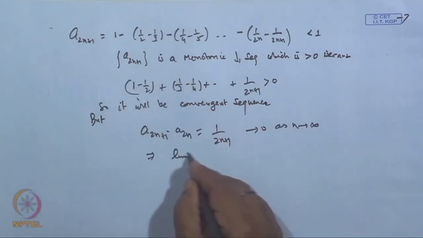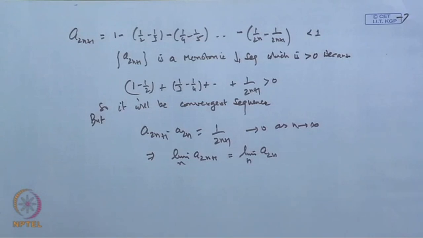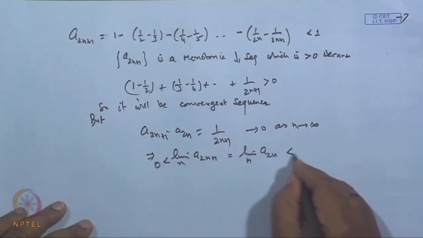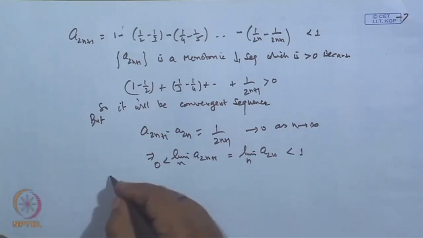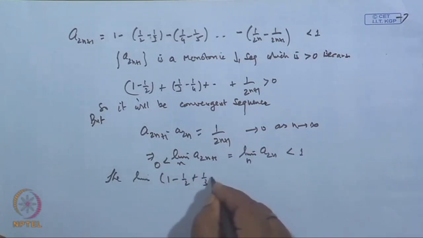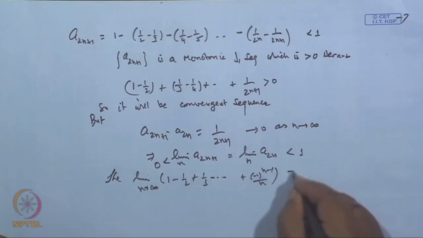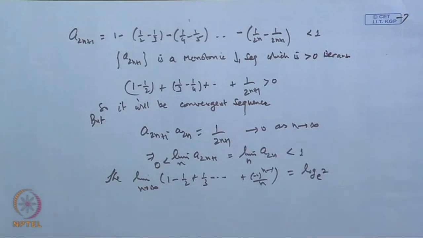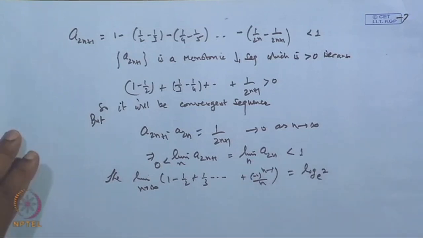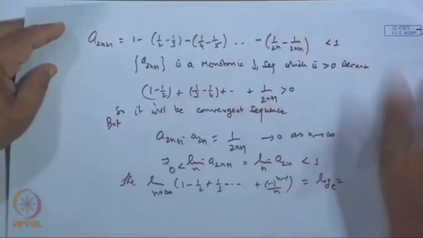So, this implies the limit of a 2n plus 1 over n will be the same as the limit of a 2n over n. Okay? The limit will exist and lie between 0 and 1. The limit of this sequence, 1 minus half plus 1 third minus, and so forth, plus minus 1 to the power n, as n tends to infinity, is denoted by log 2. Okay? This we denote. In fact, it will be proved to be log 2. So, this limit exists. Then that is all. Now, let us come to some test, which is important also for the ratio test.